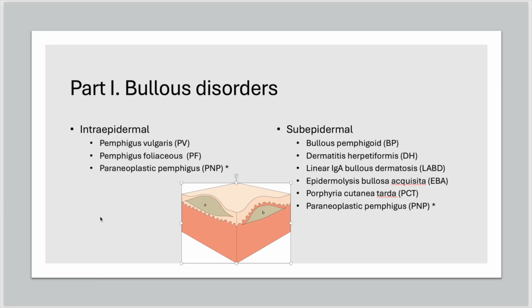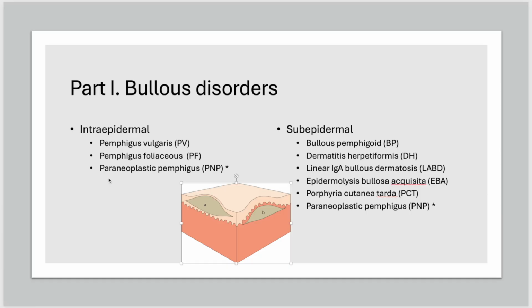Now that we understand there are two major ultrastructural levels where the blisters can occur, including intraepidermal, which is shown here, the blister is inside the epidermis, versus subepidermal, where the blister is beneath the epidermis. Now we can start to map the specific disorders to each category. Under the intraepidermal blister category, they include the classic examples of pemphigus vulgaris, pemphigus foliaceus, and paraneoplastic pemphigus.